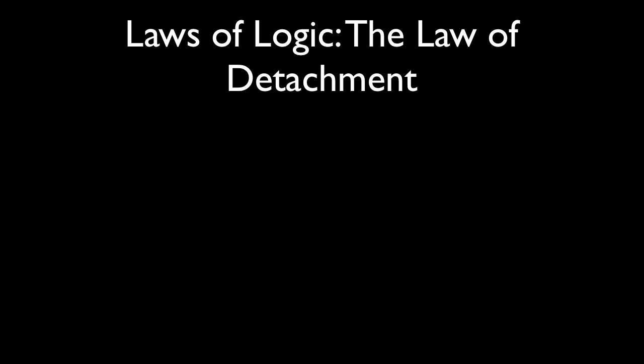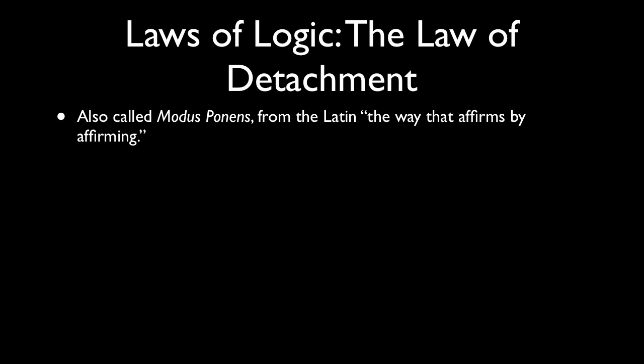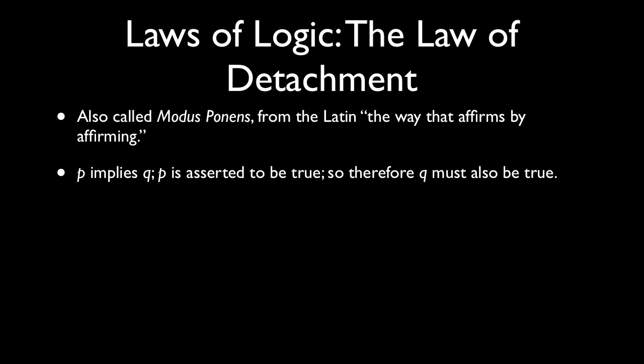The first law we'll discuss is called the law of detachment. This law is also called modus ponens, from the Latin, the way that affirms by affirming. Here's how it works. If you have a statement P implies Q, and P is asserted to be true, we conclude that Q must also be true. If the statement is true and the hypothesis is validated, the conclusion must follow. In symbols, P implies Q, and P, therefore Q.